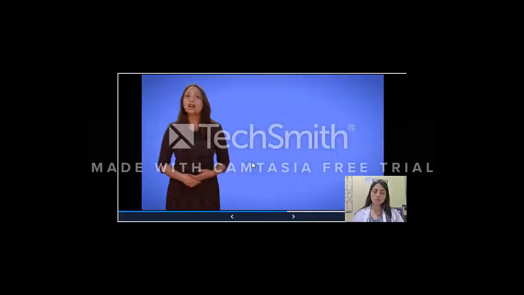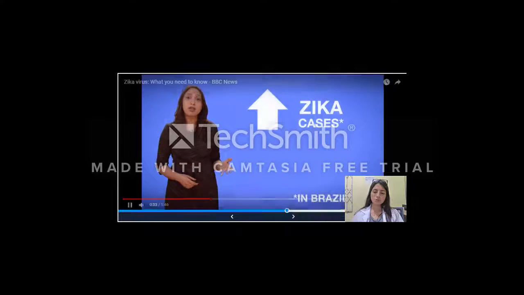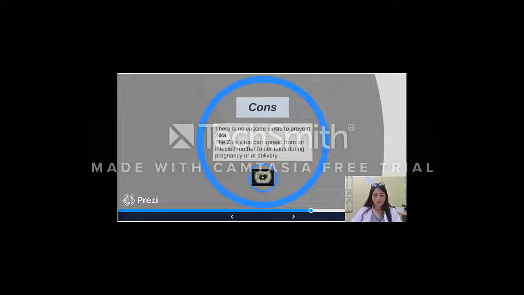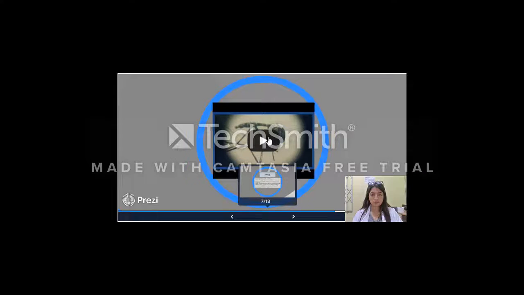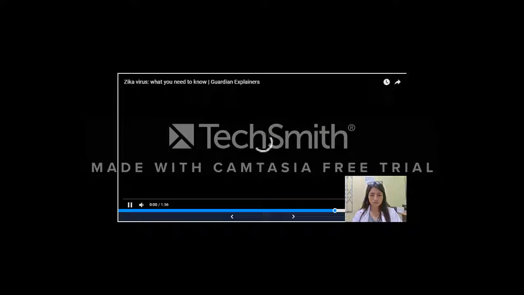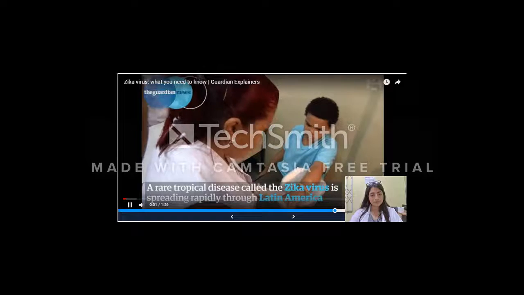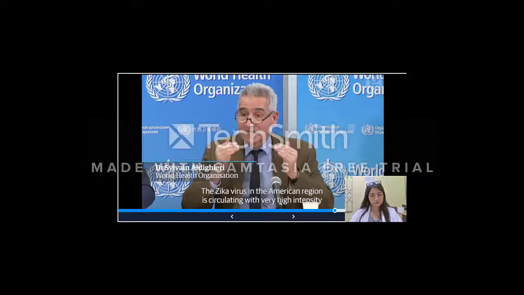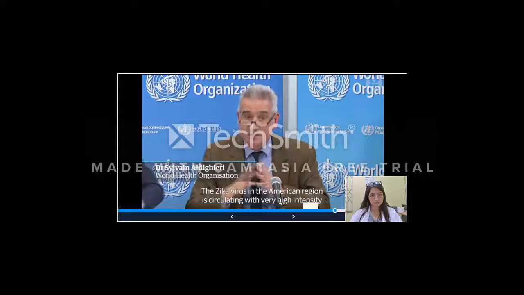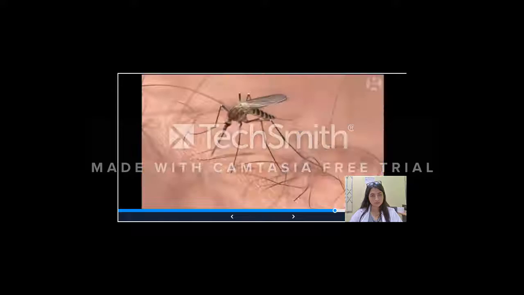But for pregnant women, there are serious concerns because at the same time we've seen the number of Zika cases shooting up. There is no vaccine to prevent Zika. The Zika virus can spread from an infected mother to her fetus during pregnancy or at delivery. Zika virus in the American region is circulating with very high intensity.